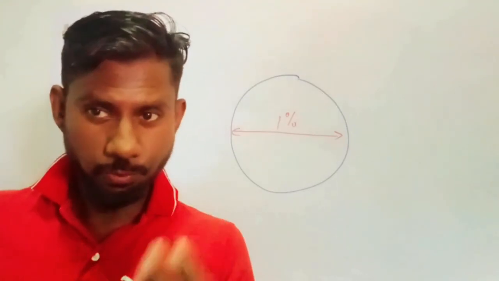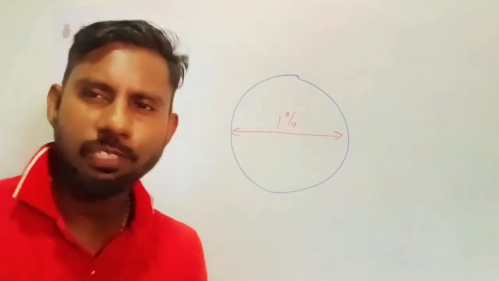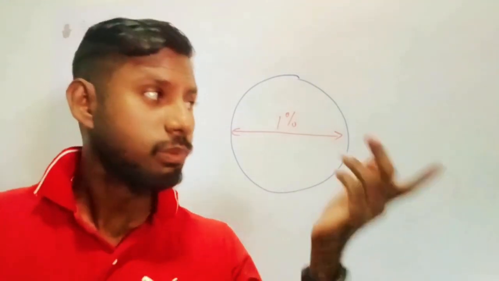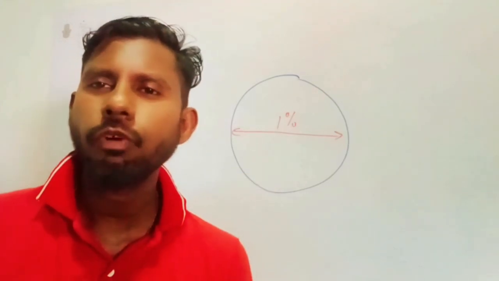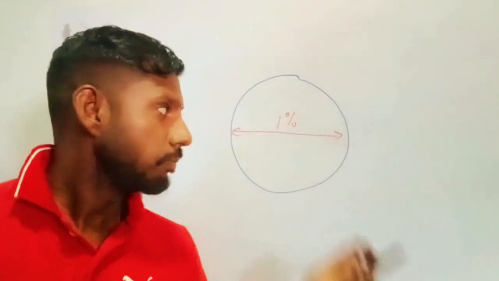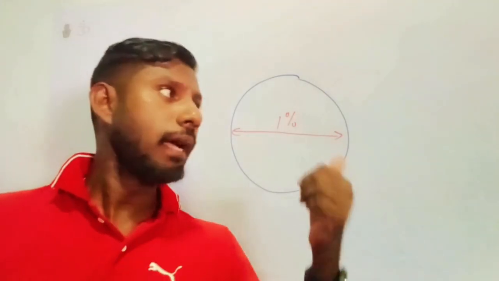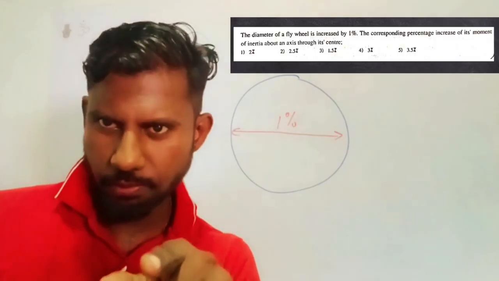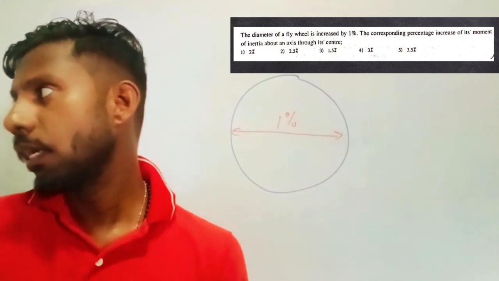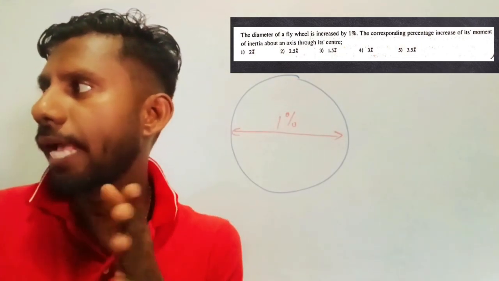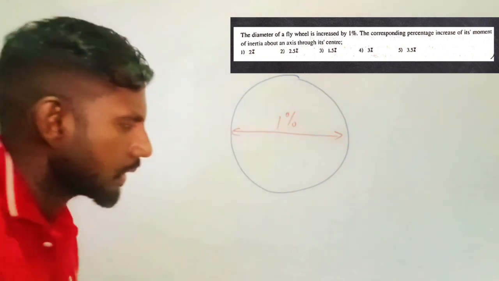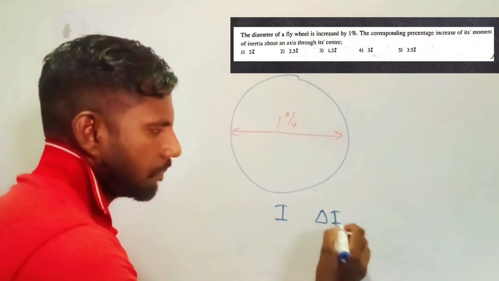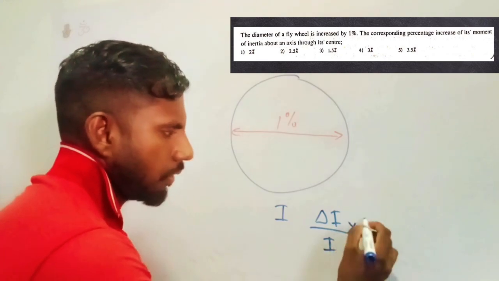Friends, now we are in our third question. The previous two questions we did from waves. So you might think these questions are only from waves and all. So here I have picked a question from mechanics. Right, let's read the question now. The diameter of a flywheel is increased by 1%, and they're asking the corresponding percentage increase. Remember the word percentage increment of its moment of inertia about an axis going through its center. So percentage increment. It's not I, they're asking delta I. So this is what you need to find, right?